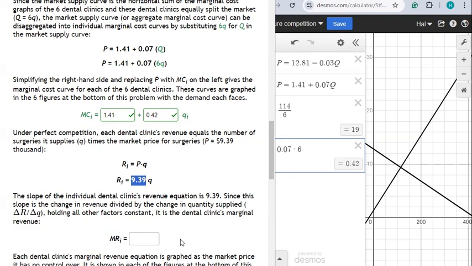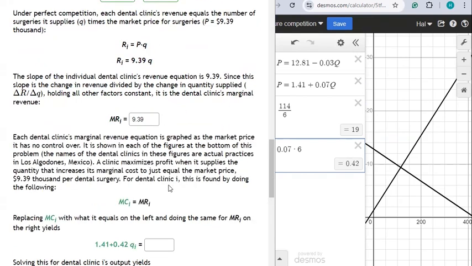Since this slope is the change in revenue divided by the change in quantity supplied, this triangle means change in revenue divided by change in quantity. If you remember from algebra, that is the rise over run, that's the slope. Holding all other factors constant, it ends up being the dental clinic's marginal revenue curve. So this is just 9.39. In economics, whenever you hear the phrase marginal this or marginal that, you have to think slope of something. Marginal revenue is the slope of revenue. Marginal cost is the slope of cost.